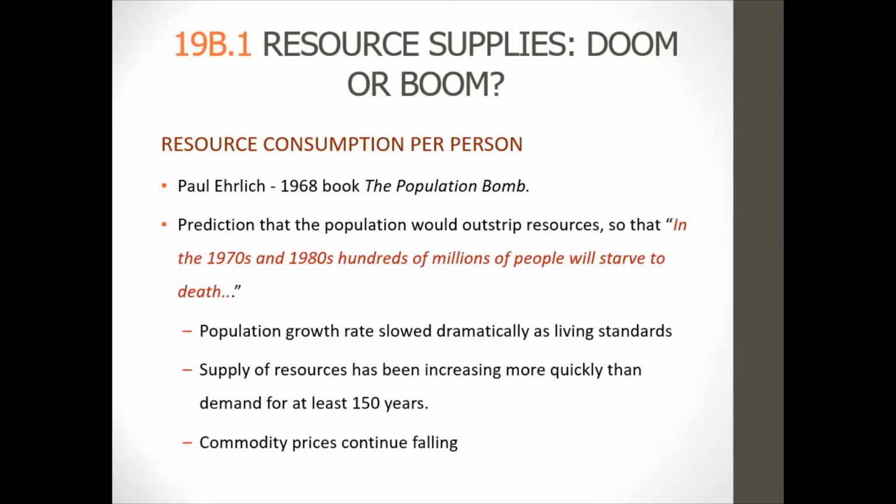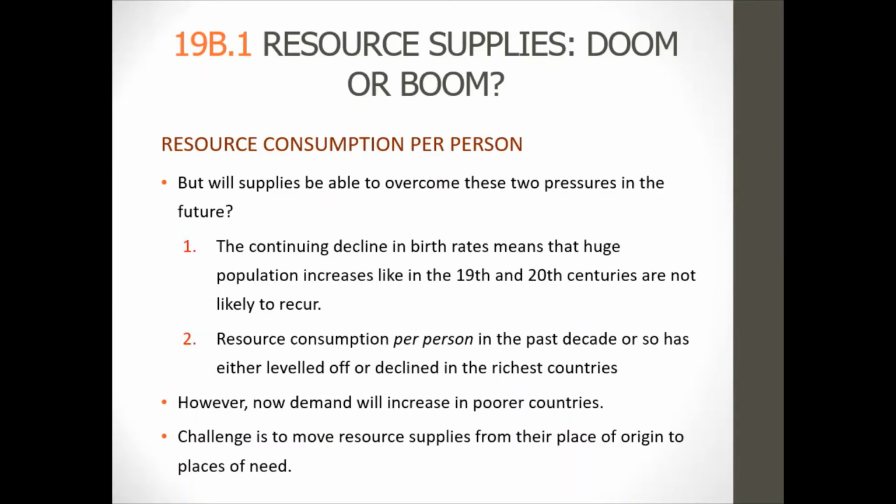So Paul Ehrlich says that population will outstrip resources, so people would starve to death because of overpopulation. That hasn't happened yet, but I think it will happen once we get to much higher population values.